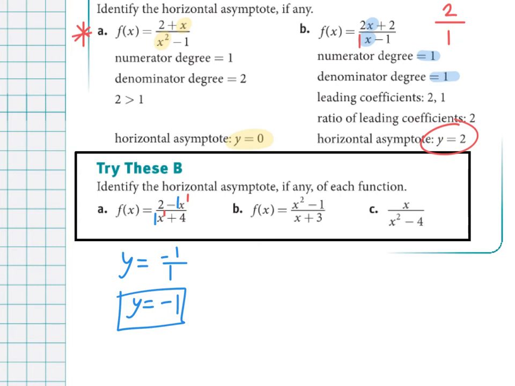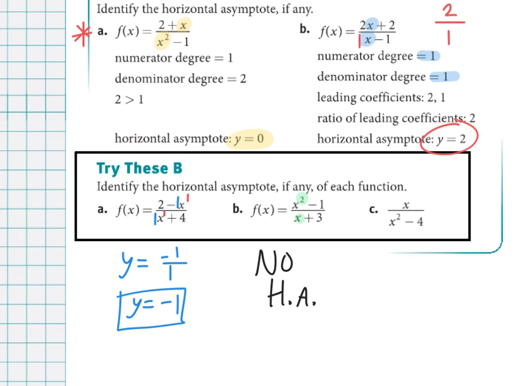Example B, looking at the degrees, numerator is bigger. Numerator is x squared, denominator is just x to the first. When the numerator is bigger, there is none. There's no horizontal asymptote. Those are the ones that kind of go to infinity. I think we saw one in the previous section.